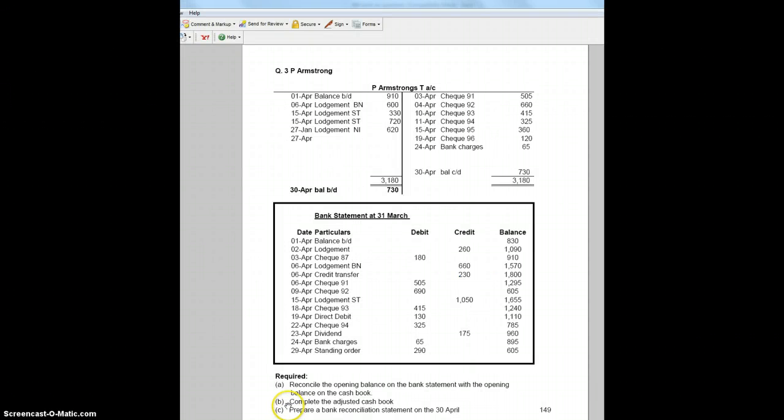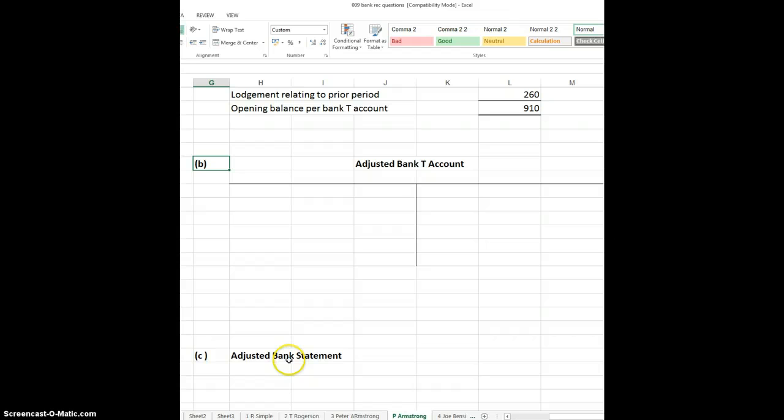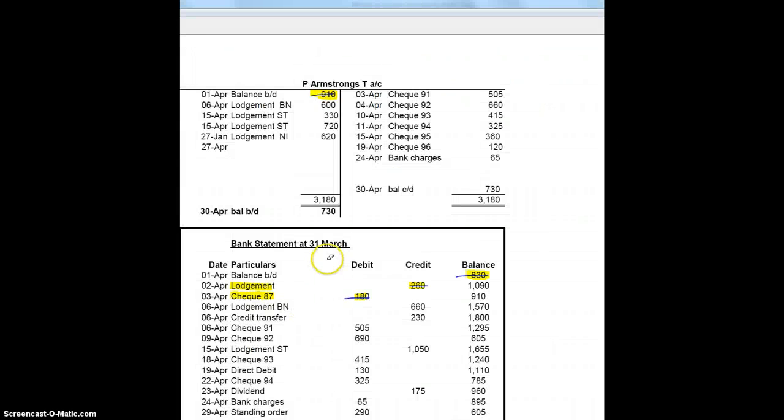So now we've two things to do: B and C, the adjusted cash book or bank T account and an adjusted bank statement, and they will appear here. Here's B, adjusted bank T account, and our adjusted bank statement is going to go down here, and it doesn't matter what order you do it in. What you have to do first is finish off the ticking exercise, and that's what I'm going to do now.